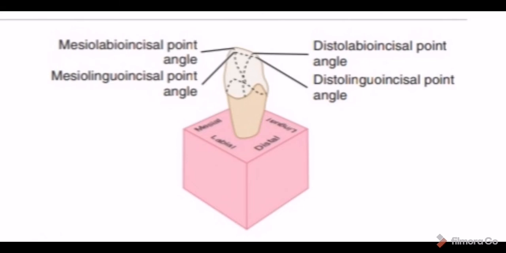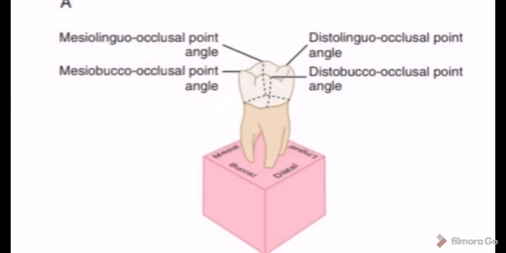So in this posterior tooth, we see four point angles. Let's take one example, mesio-linguo-occlusal point angle. As I said earlier, when three surfaces come in a junction, we call that a point angle. So mesio-linguo-occlusal point angle means the mesial surface, lingual surface and occlusal surface contribute to a point angle at a junction. These three surfaces meet at a point, hence it is called a point angle, named by the surfaces contributing to it.